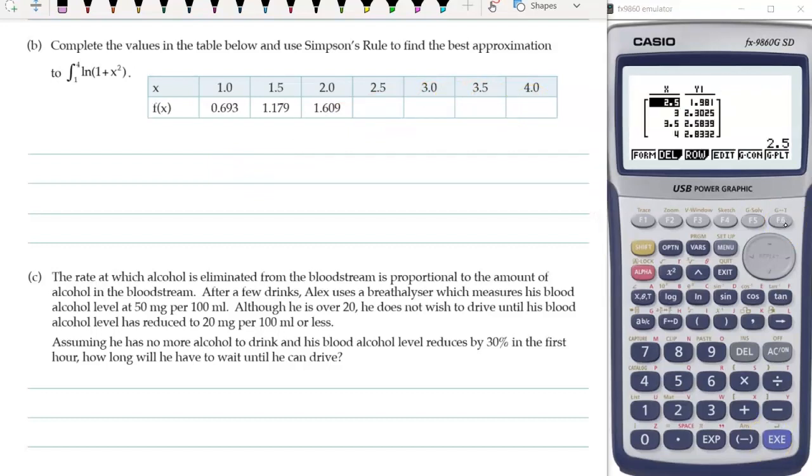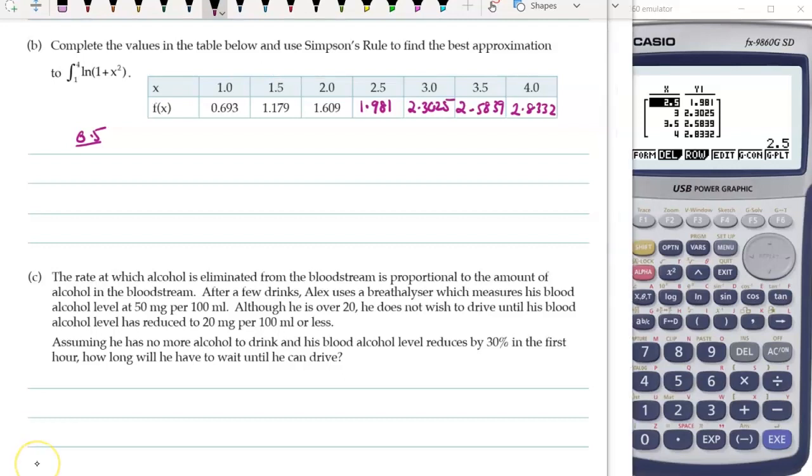Okay, so we have 1.981, 2.3025, 2.5839 and 2.8332. Okay, now Simpson's rule. We go 0.5 for the gaps here. So H, and again, this is on your formula sheet, so I'm just reading off of there. So whatever these steps are, that's your H. So they're going up in 0.5s.